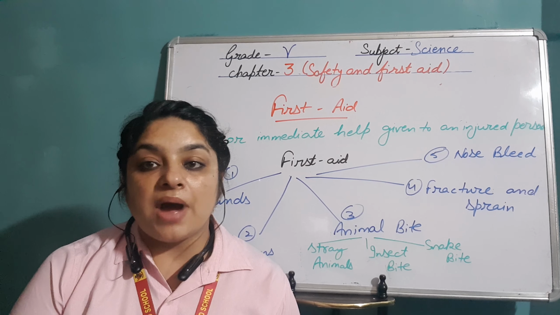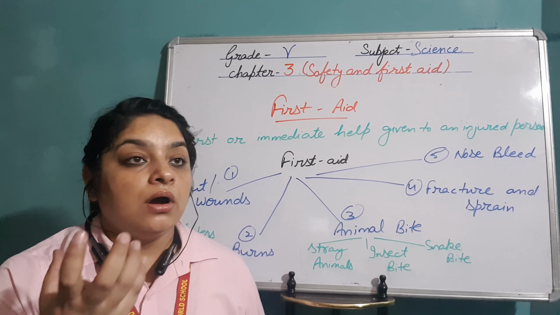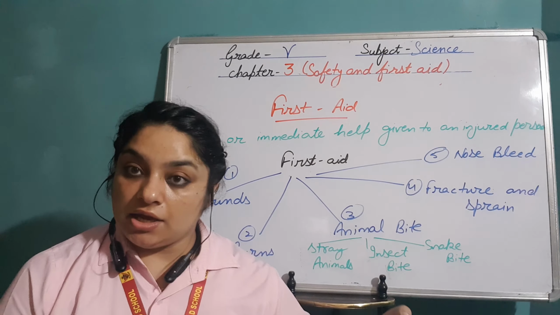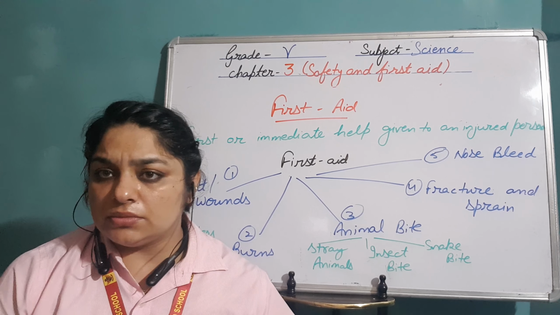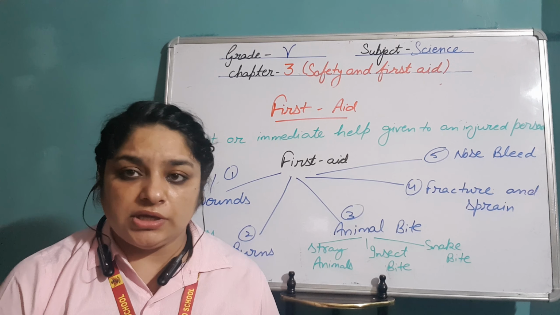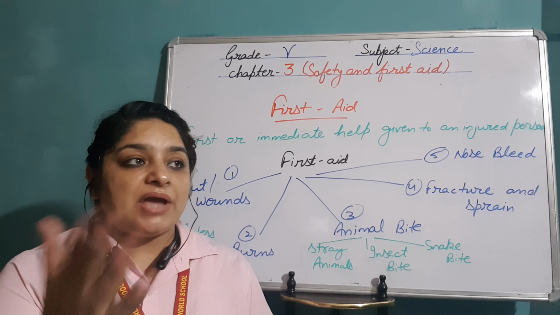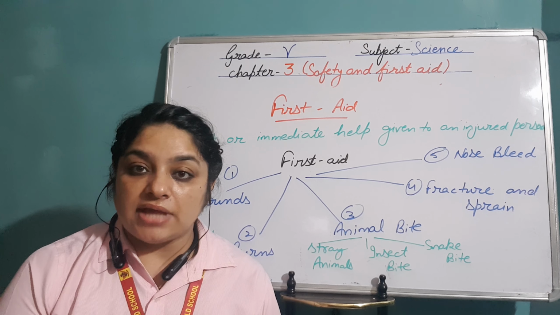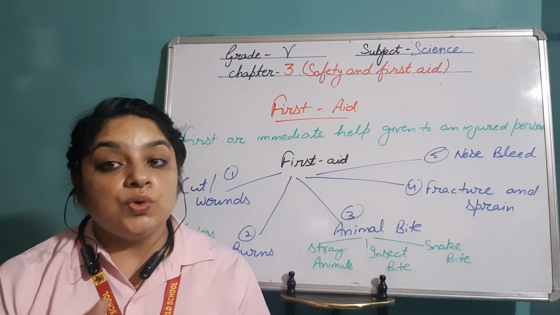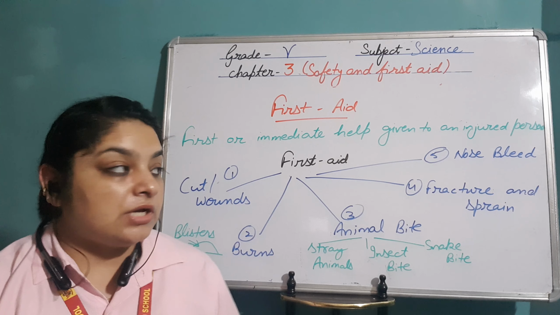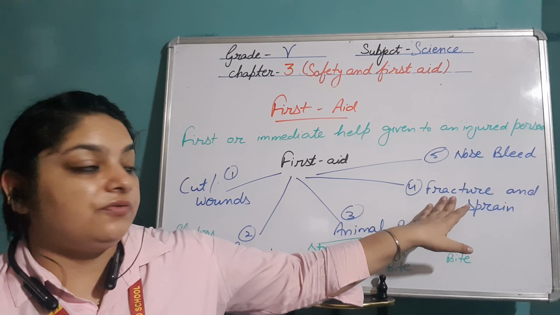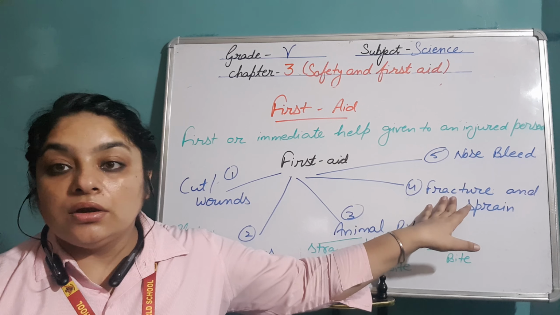We can use some hard, rigid support. We can use some stick, even wooden pieces or pieces of cardboard, or we can fold a newspaper or a magazine. That also we can use. That is known as a splint. So this is the first stage for fracture, and then immediately go to the doctor.